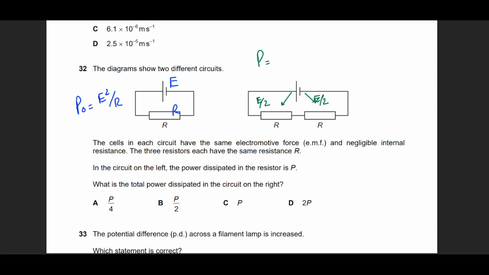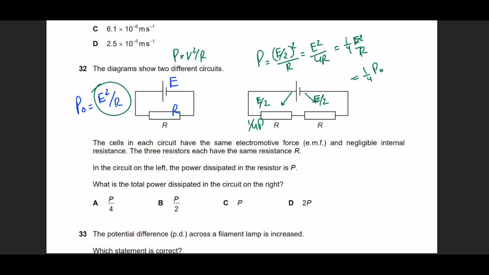Now if I calculate the power of just one resistor, that would be E by 2 whole squared, according to the formula P equals V squared over R. E by 2 whole squared divided by R comes out as E squared divided by 4R. If I compare this with this one, this becomes 1 over 4 E squared by R. So this becomes 1 over 4 P0. If this is the power for the first one, 1 over 4 P0, then this will also be 1 over 4 P0. The total power will be 1 over 4 plus 1 over 4 as P0 divided by 2, which is option B.